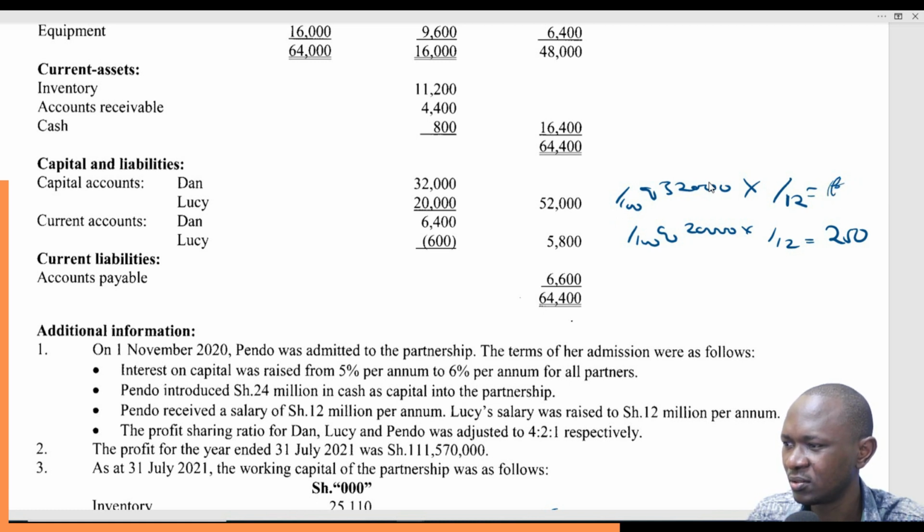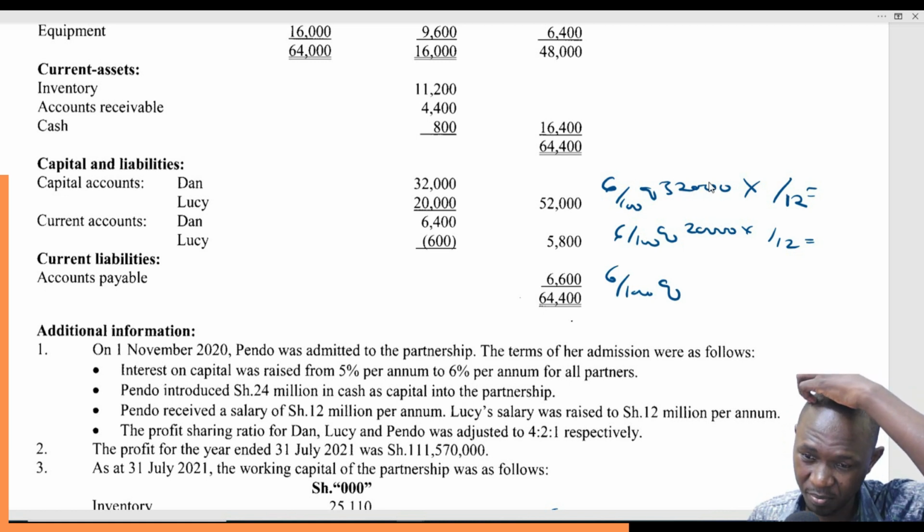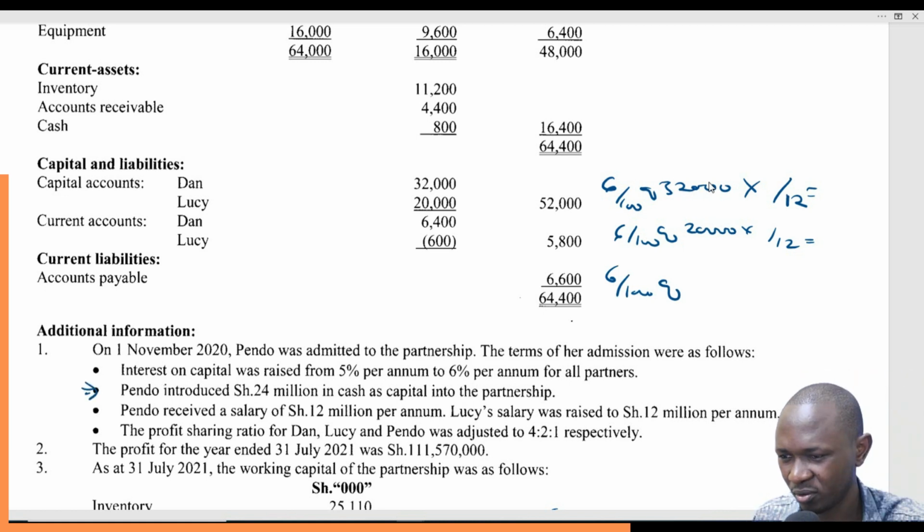And of course, let's also do away with this. So it means we'll have 6%. Now this is the remaining 3 quarters of the year, 6%, and also 6% of the capital that was introduced by Pendo, which is 24 million in cash as capital into the partnership. So Pendo introduced 24 million in cash as capital. So of 24 million times 9/12, the remaining 9 months, like that. So the answers we get will be interest on capital for those partners.